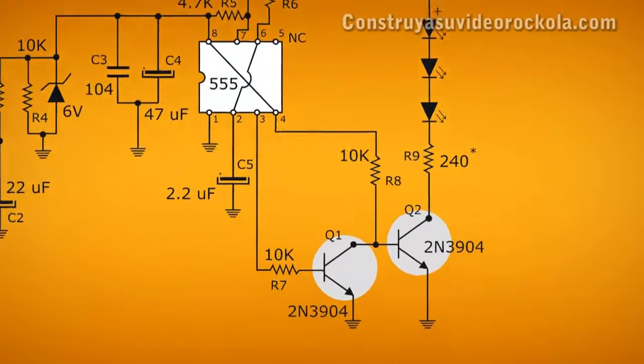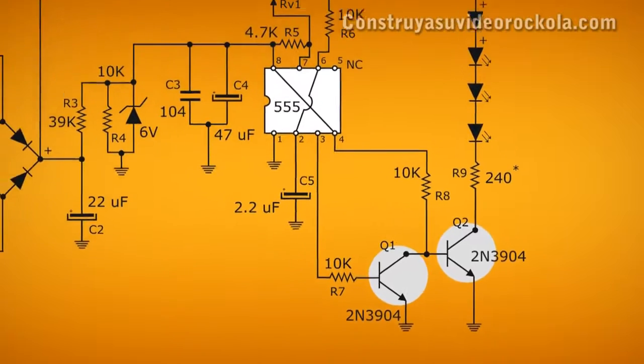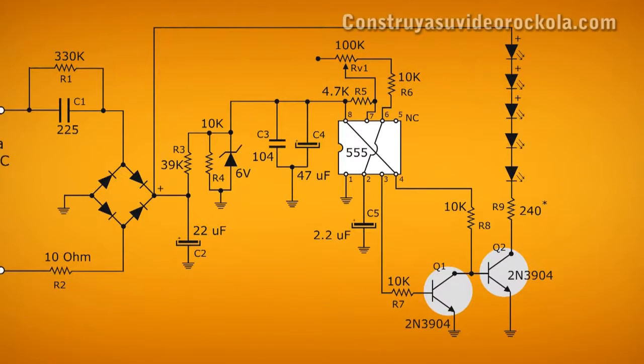Let's see how it lights up. The signal delivered by the 555 at pin 3 goes through a 10K resistor to the base of the 2N3904 transistor. The emitter of this goes to ground, and the collector receives the voltage via a 10K resistor and is connected to the base of another transistor. The collector of the other 2N3904 is in series with the LEDs, which are powered from the positive of the diode bridge, before the Zener diode resistor.